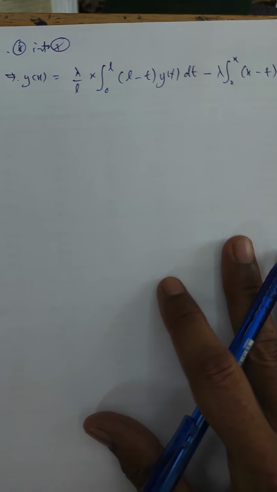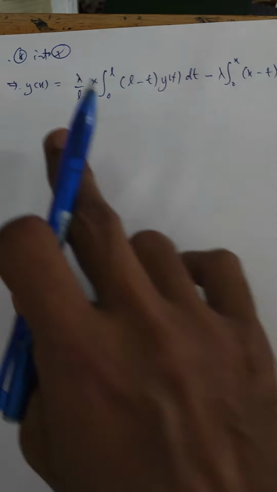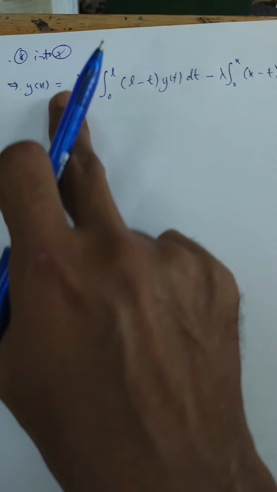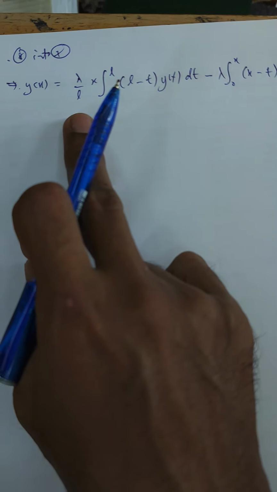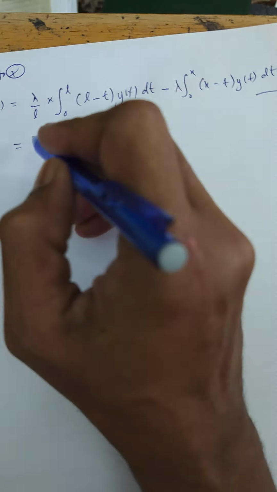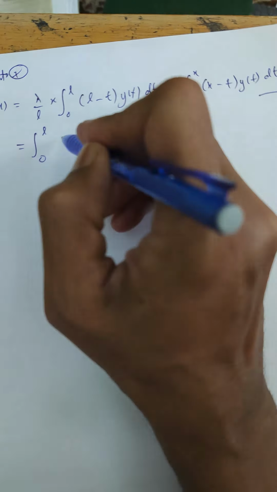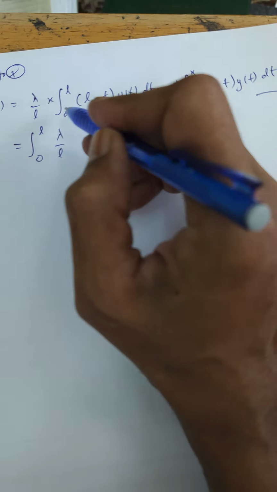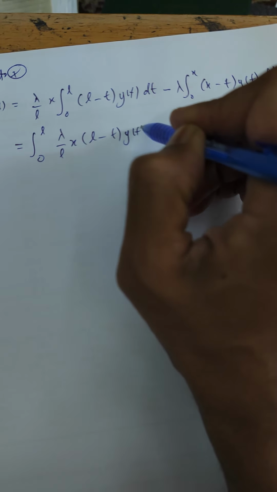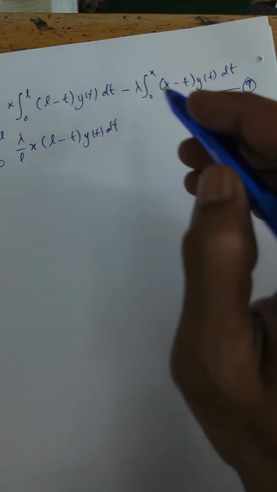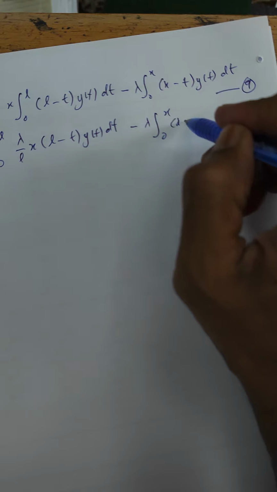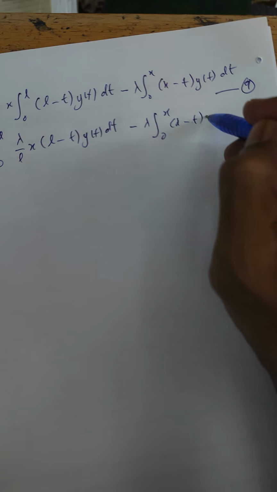You can simplify those things. So what we have, just bring the outside part of the integral into the inside of the integral. Then this is equal to integrate 0 to L, lambda over L, x (L minus t) y(t) dt, minus lambda integral 0 to x, (x minus t) y(t) dt.